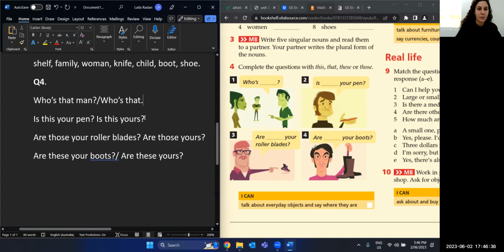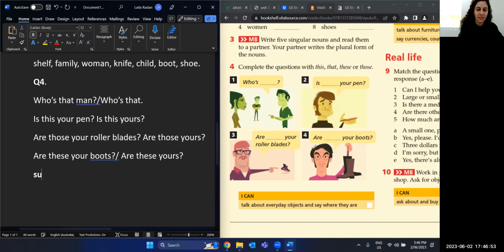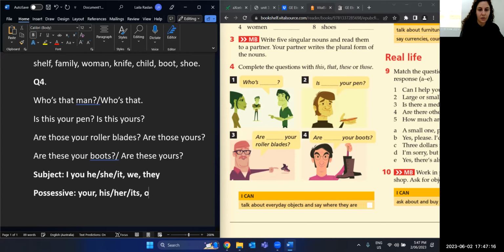And remember, because this is not the subject, it's not you. Is this you? It's, is this yours? If it was talking to many people, I don't say, is this we? I say, is this ours? Because it's not the subject. Remember, we talked about the subject. I'll just quickly put these rules. Subject is I, you, he, she, it, we, they. But the possessive, when I'm talking about something that is yours, I say your, his, her, its, our, and their.